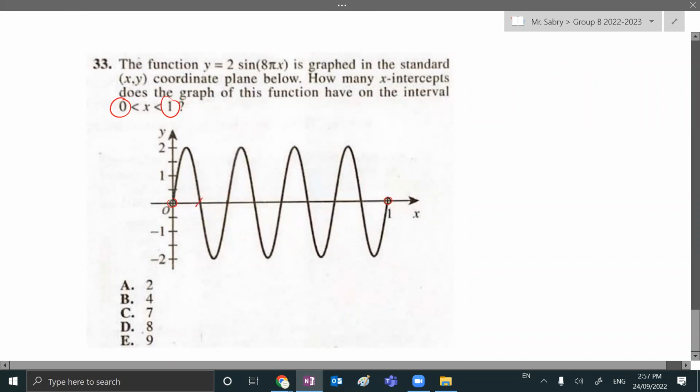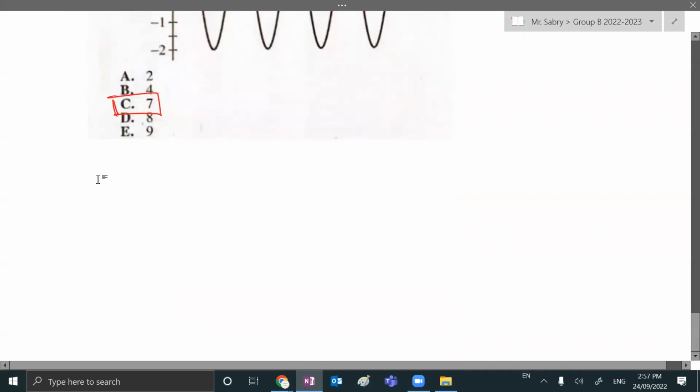So this is an x: 1, 2, 3, 4, 5, 6, and 7. This is your answer. How many x-intercepts are there? 7. I can't count this one and I can't count this one because the inequality that they used here is not less than or equal, it's less than only. Is that easy? Yes, it's easy.